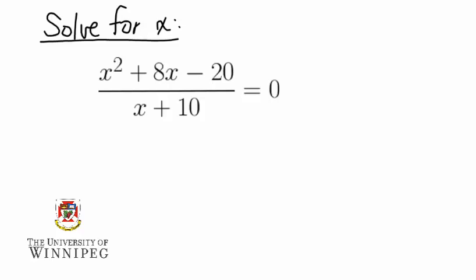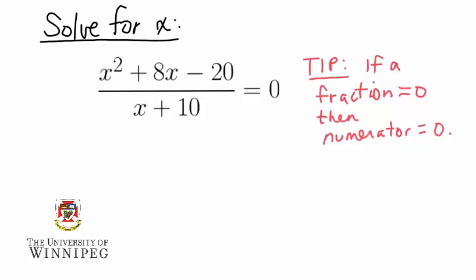In this example, we're going to solve the following rational equation. I want to illustrate the point that if we have a fraction that we know is equivalent to 0, then it must be that the numerator is equal to 0. So because this entire rational expression is equal to 0, this must imply that our numerator is equal to 0.